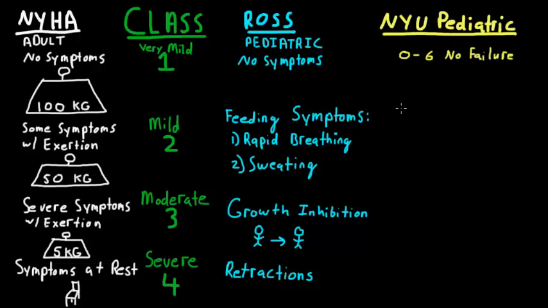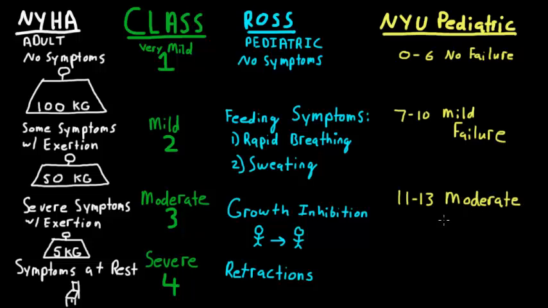If the patient scores between a 7 and a 10, we say that there is mild failure going on. If the patient scores between an 11 and a 13, we say that there is moderate failure going on. And if the patient scores between 14 and 30, which is the upper limit, we say the patient is experiencing severe failure.